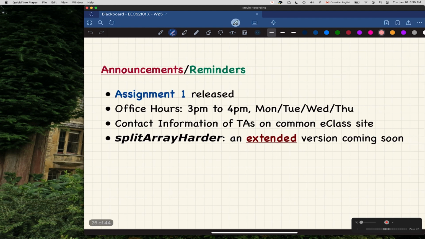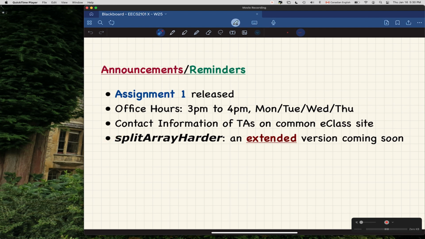Your programming assignment number 1: I think you really should get started, even though you still have some days before the due date. You really want to struggle a bit, pinpoint exactly where you need help, and then reach out to either the TA or myself. You know my office hour pretty well. And for the contact information for the TA, you can go to the common eClass site to find their information. You can reach out to any one of them.